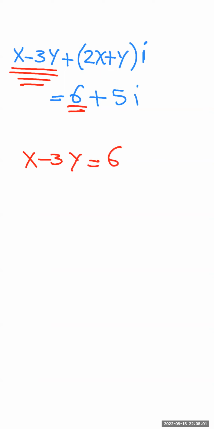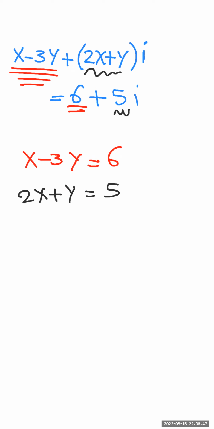It's one equation in two variables, so we can't solve it yet. Then switch to the imaginary part. Now on the imaginary part, 2x plus y equals 5. Okay, now two equations in two variables, we can solve them by elimination, by substitution, whatever. So to solve these, there are two options. First option, we can multiply the first equation by -2, then add the two equations. Otherwise, we can multiply the second equation by 3 and add the two equations. Correct?